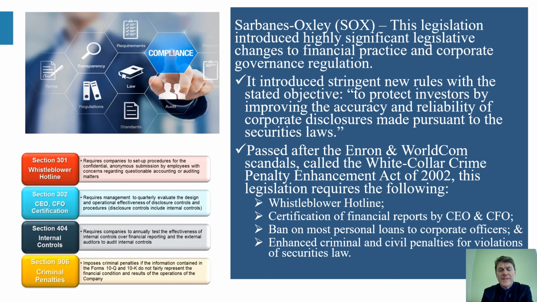What SOX requires, if you're a publicly traded company: the federal government has a whistleblower hotline, so that if you know of criminal activity in your company, you can anonymously report it. As a publicly traded company, you regularly have to submit quarterly and annual filings, balance sheets, and income statements to the Securities and Exchange Commission, and that's all part of your transparency.